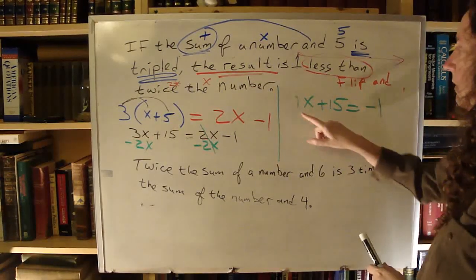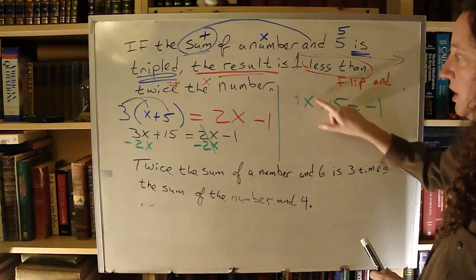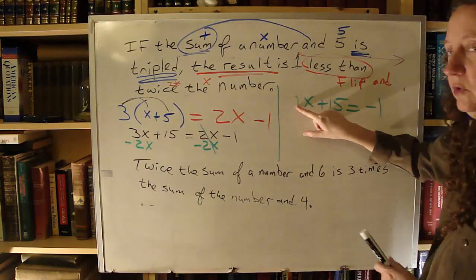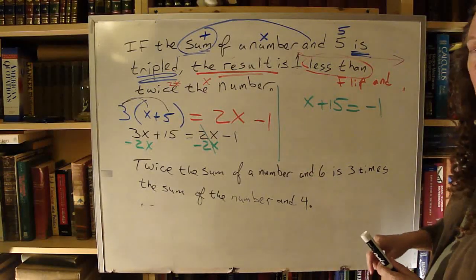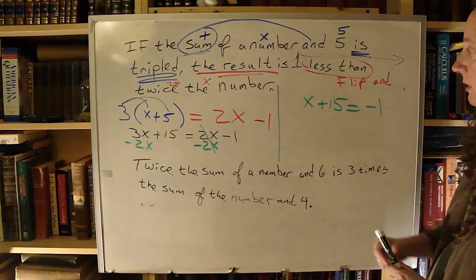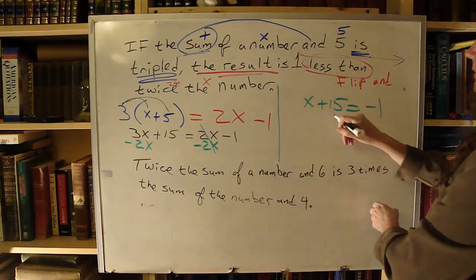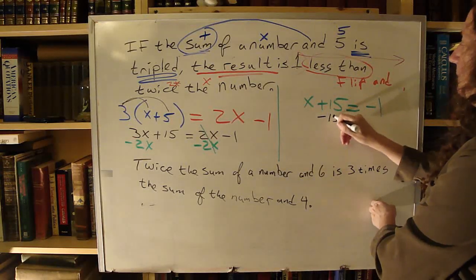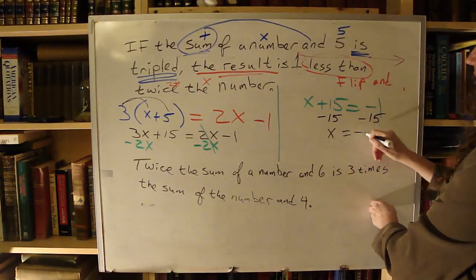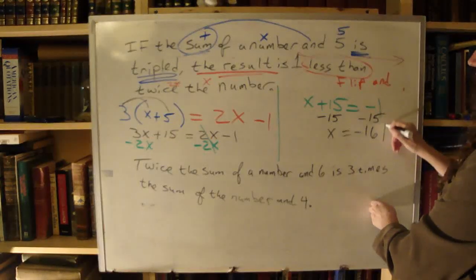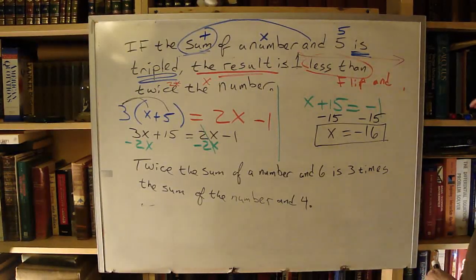Before I go any further though, anytime you have 1 times something, it's not changing that number any. So you don't need to have that 1 there. That can go away. 1 times x equals x. So all I need is the x plus 15 equals negative 1. Subtract my 15 over. X is negative 16. I know what my number is now.